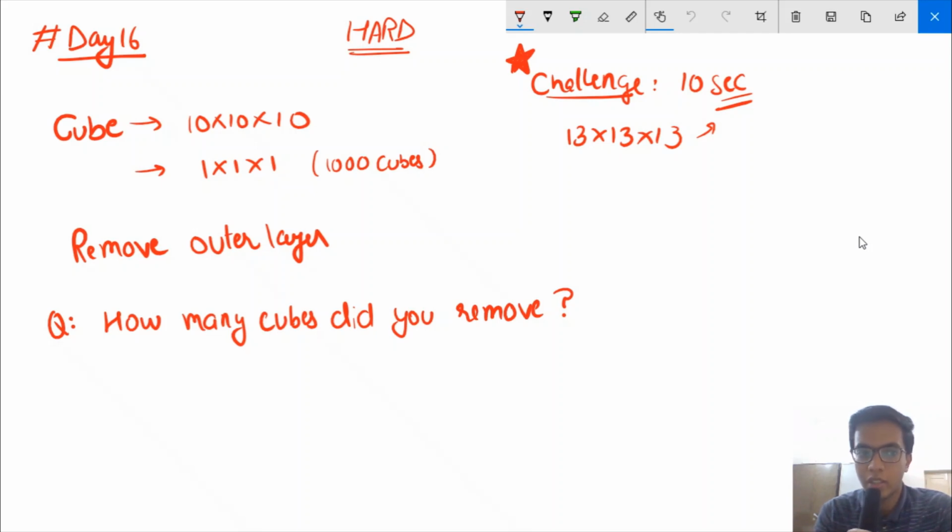So, day 16 question was: we have a 10 by 10 by 10 cube made up of smaller 1 by 1 by 1 cubes. Hence, we have 1000 smaller cubes which make up a bigger cube. We remove the outer layer of the cube and we have to tell how many cubes we removed, and to do it in 10 seconds.